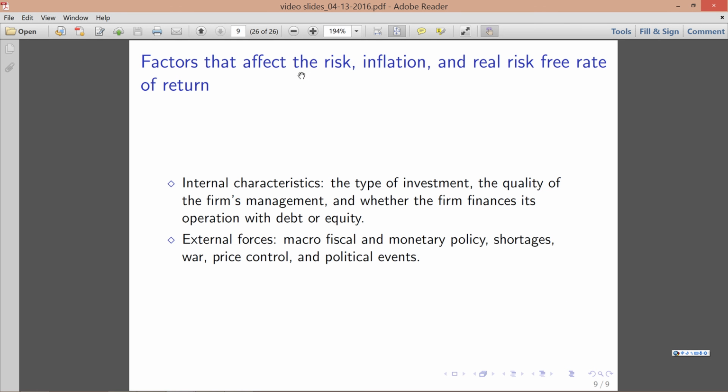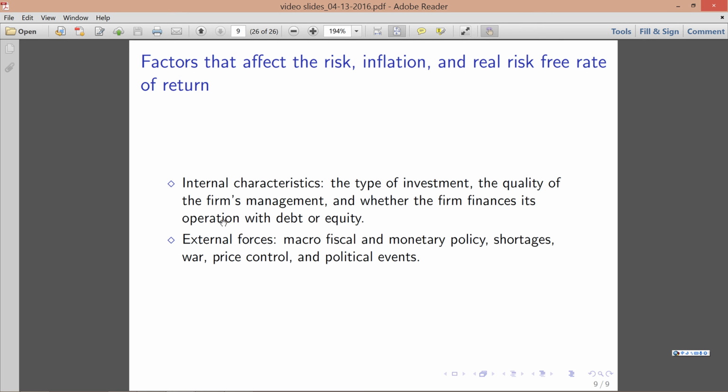So what are the factors that could affect those risks, or your inflation or your real risk-free rate of return? There are two factors. One is called internal characteristics. So those are the factors associated with a particular firm, right? If you're investing in Apple, those are the things related to Apple. So that relates to the type of investment the firm makes, the quality of the firm's management, or how the firm finances its operation. Okay, so that's what we call the financial risk, right? So that's within a firm.